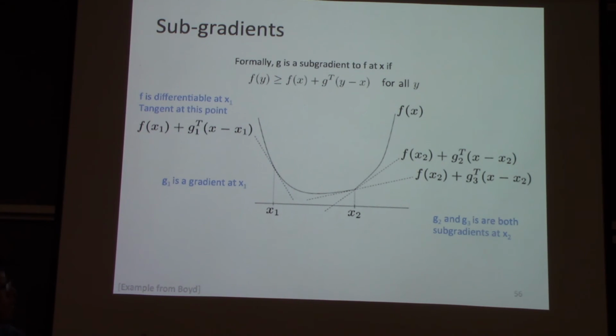So just remember that the subgradient is just like the gradient: it is the slope of a line that lies completely below the function. It turns out that we can use subgradient descent instead of gradient descent.